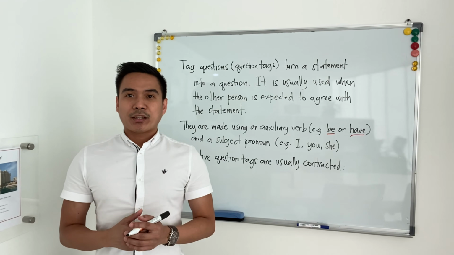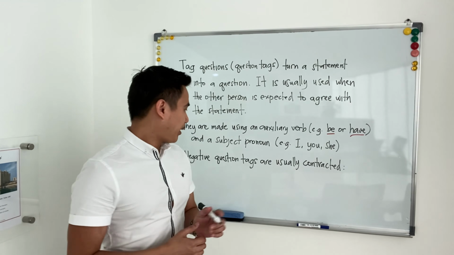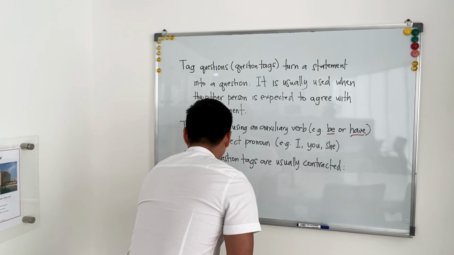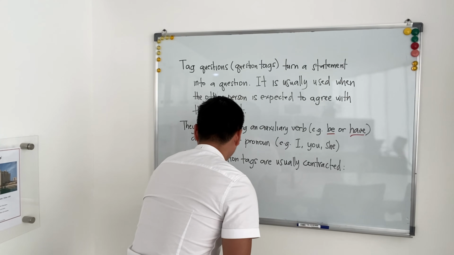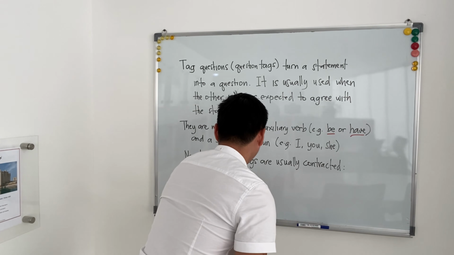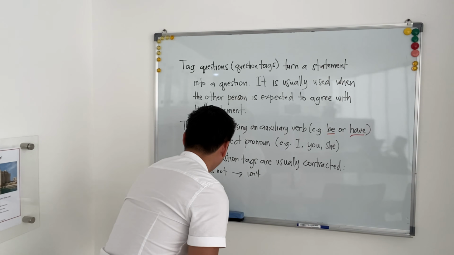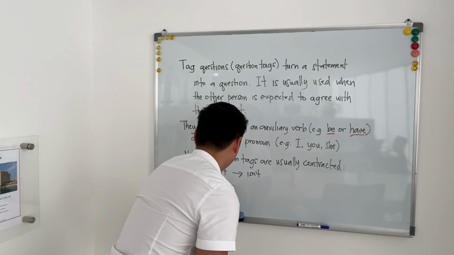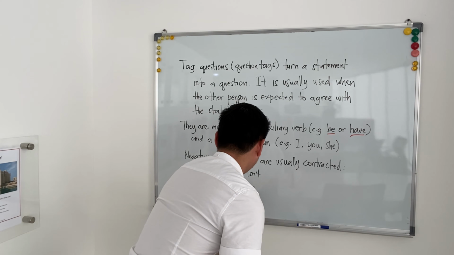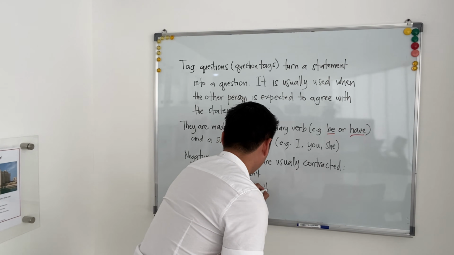Negative question tags are usually contracted, like is not equals isn't, have not, haven't.